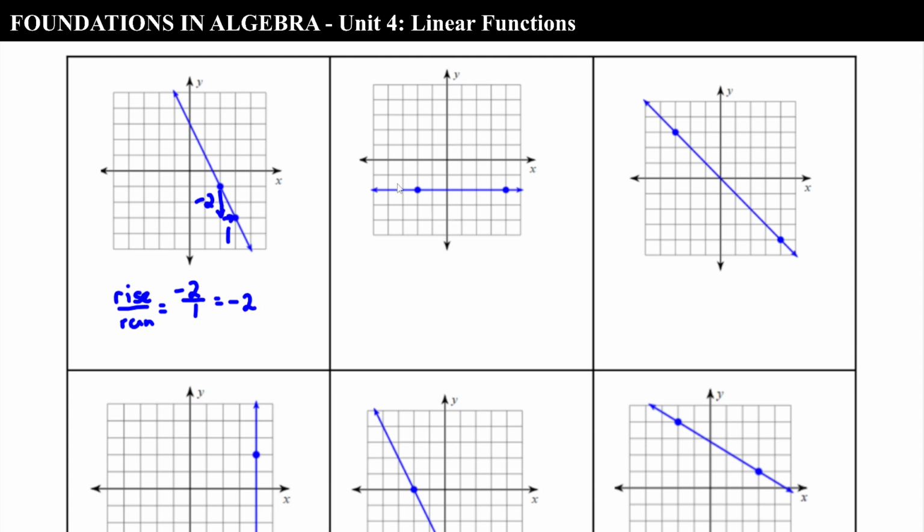For the next example, we have a horizontal line. And so when we have a horizontal line, our slope is simply going to be 0.